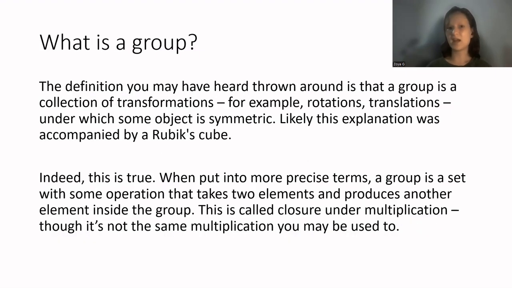The definition you may have heard thrown around is that a group is a collection of transformations, for example, rotations, translations, under which some object is symmetric. Likely, this explanation was accompanied by a Rubik's Cube. Indeed, this is true. When put into more precise terms, a group is a set with some operation that takes two elements and produces another element inside the group. This is called closure under multiplication, though it's not the same multiplication you may be used to when we basically put things in a grid.